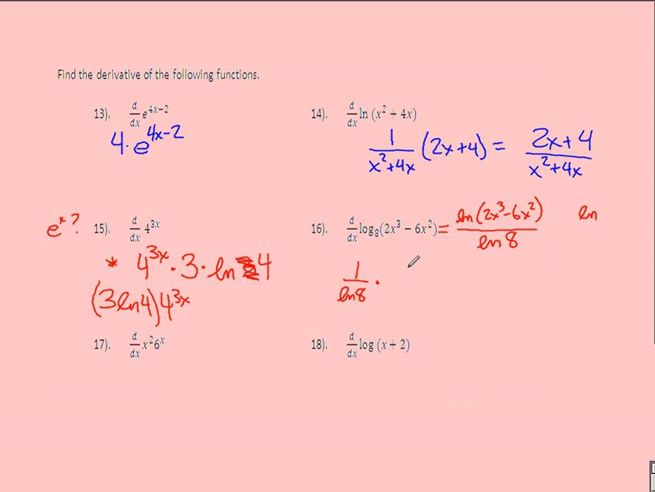I can actually pull that out in front and then just take the derivative of the thing on top. The derivative of that is ln, so 1 over the 2x cubed minus 6x squared, times derivative of the inside, which is 6x squared minus 12x. I'll just combine that into one big fraction. The 6x squared minus 12x goes on top. My bottom will be ln of 8 times the quantity of 2x cubed minus 6x squared.